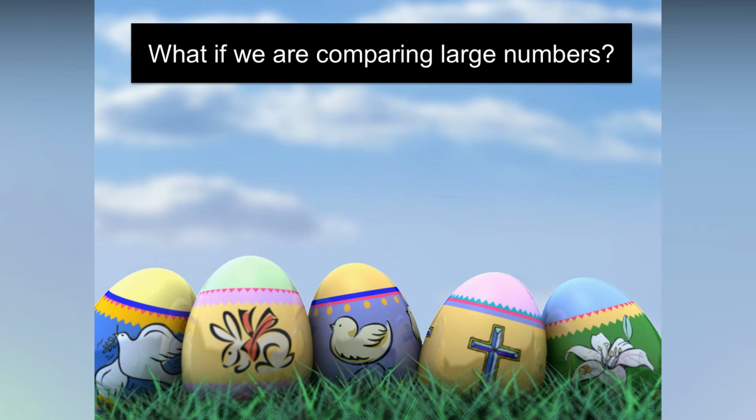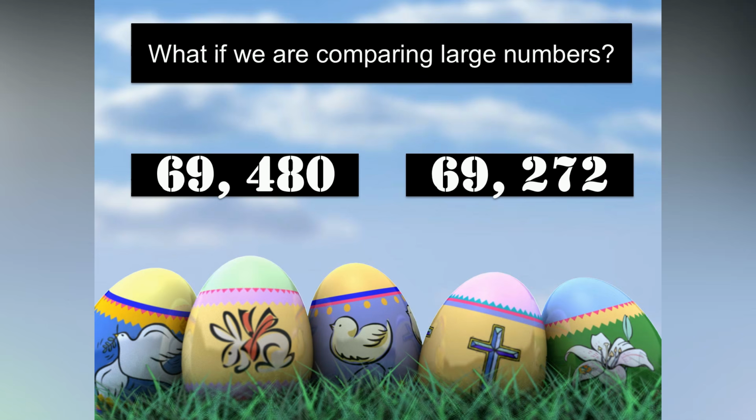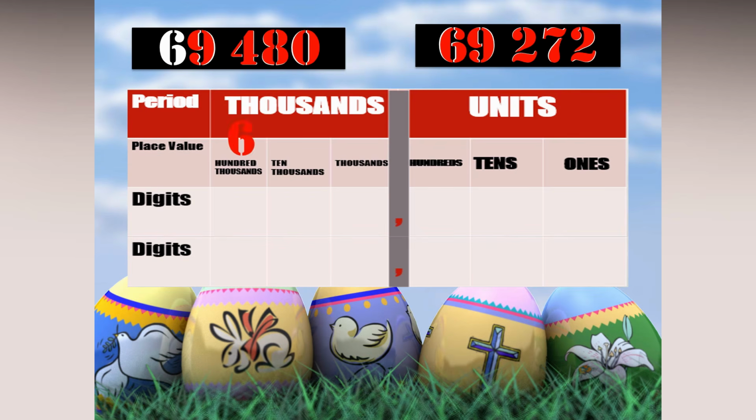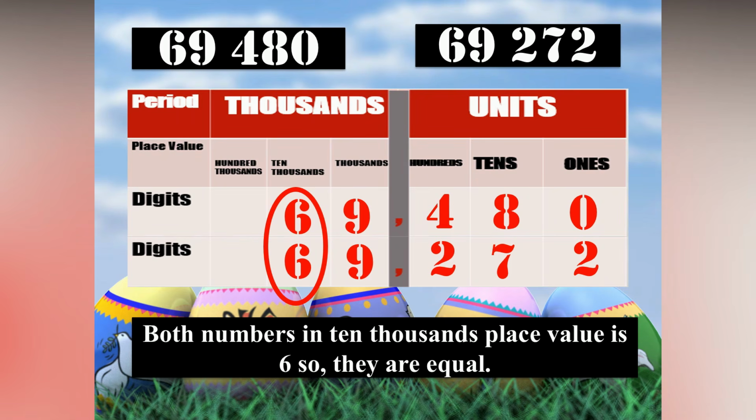What if we are comparing large numbers? Let us compare 69,480 and 69,272. This time, we will use a place value chart. Let's first put each digit to the place value chart. Then, let us compare the digit by its place value. Make sure to start from the digit with the highest place value.